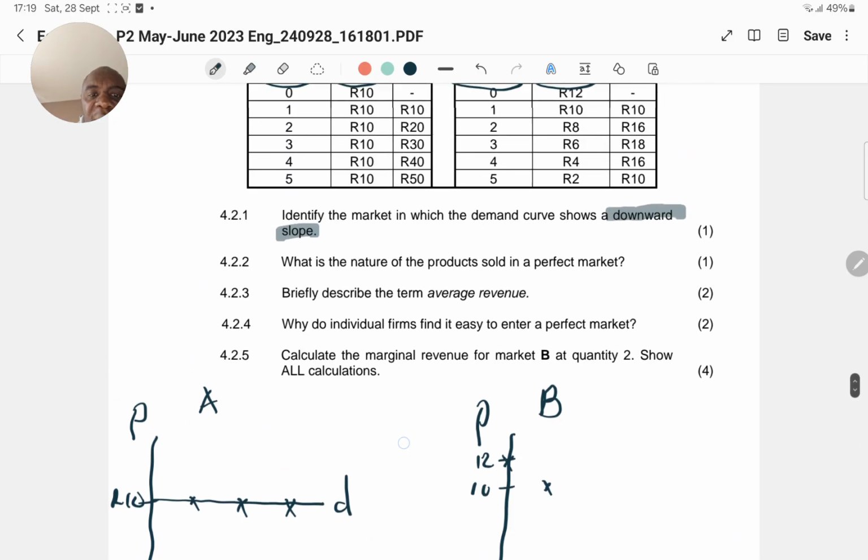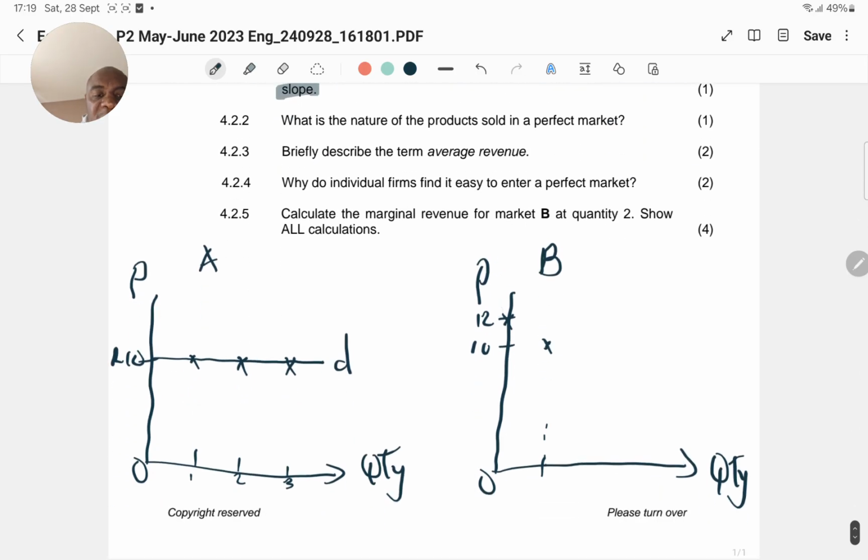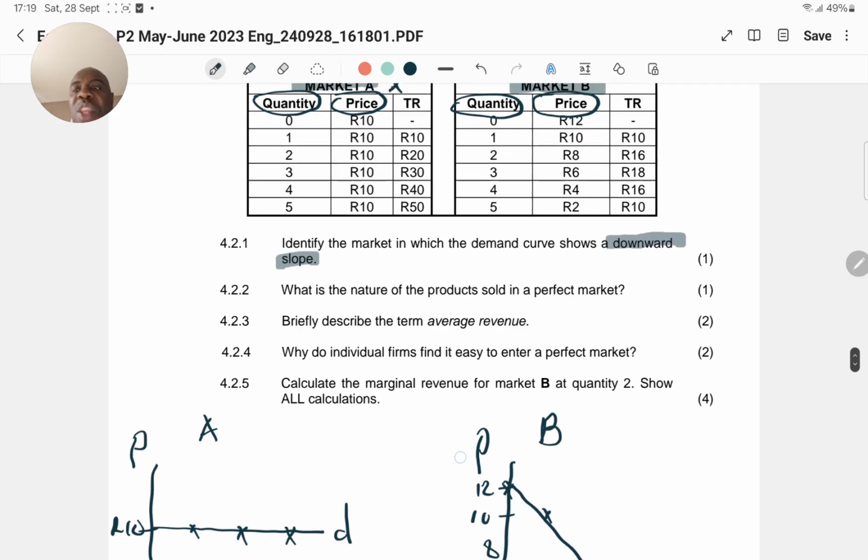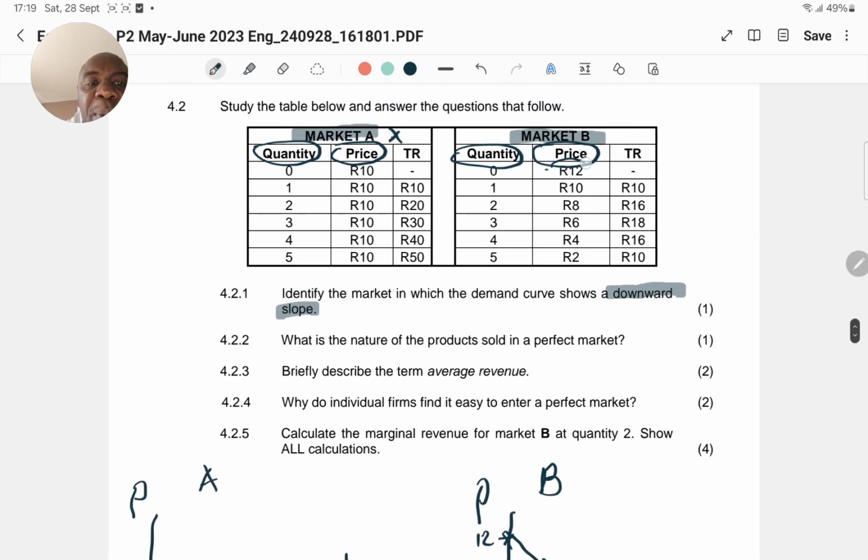At price 8, quantity demanded is 2. If you join these points, you are going to notice that the demand curve is downward sloping. This complies with the law of demand: the higher the price, the lower the quantity demanded, and the lower the price, the higher the quantity demanded, other things being constant. So the answer for question 4.2.1 is therefore B.